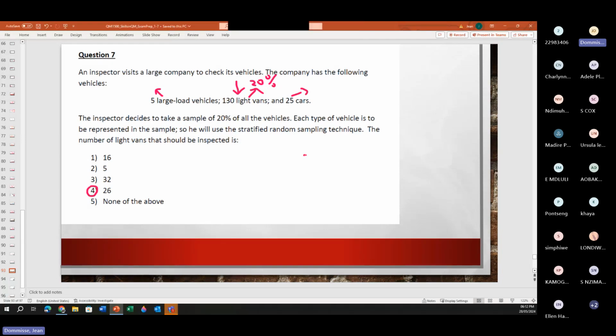Okay, so if we wanted to find out the total sample that we're going to have, we're going to have 20% of light vans, 20% of large load, that would have been 1, and then 20% of the cars would have been 5. So if we wanted the total sample, it would have been 5 plus 26 is 31, would have been 32.